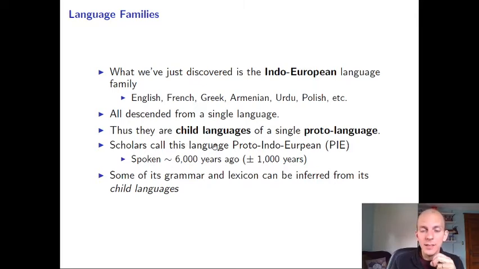And this ancestor, in this case, we're going to call Proto-Indo-European. And not just us, everybody's going to call it that. Proto-Indo-European. So Proto-Indo-European is the great-great-great-great-great-grandmother language. And all these modern languages like English, French, Greek, Armenian, Urdu, and Polish are the children languages.